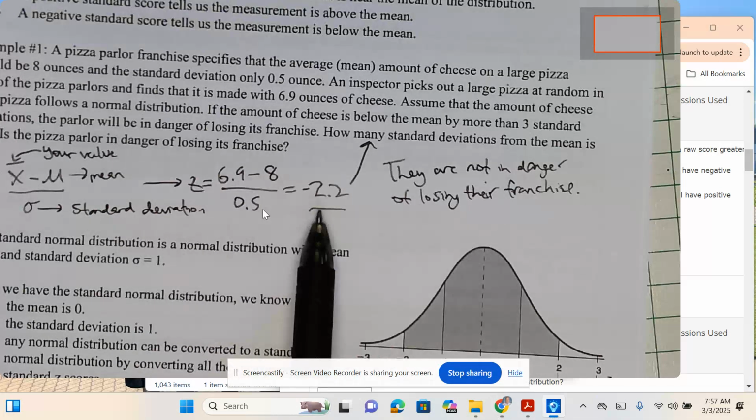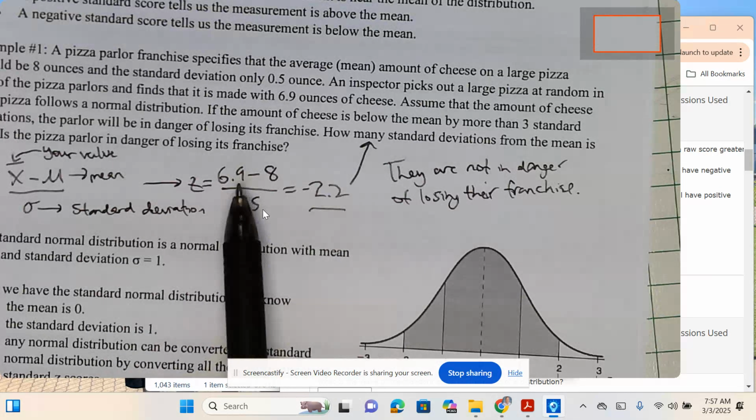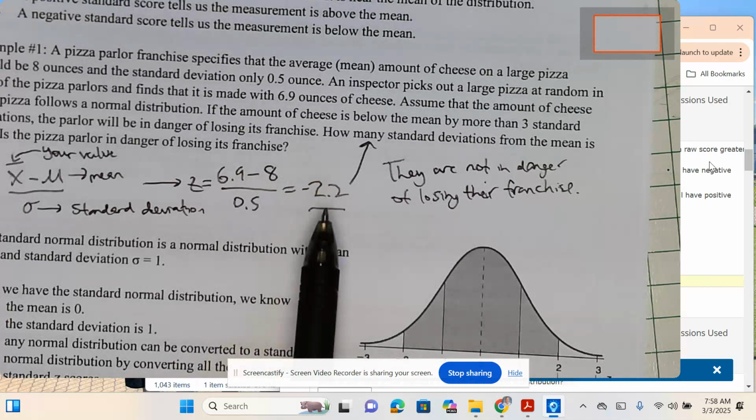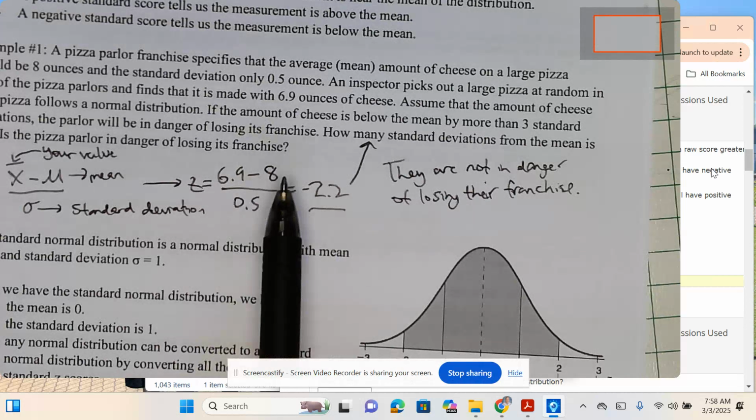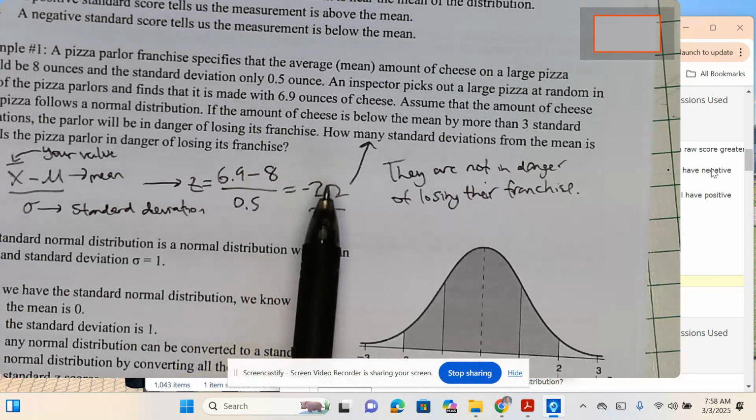A raw score less than the mean. If your raw score 6.9 is less than the mean 8, that means this difference is going to be negative because this is going to be less than that. So that means your z-score is going to be negative. What if our raw score was greater than the mean? What if it was 9? Then your raw score would be greater, so it ends up producing a positive z-score.